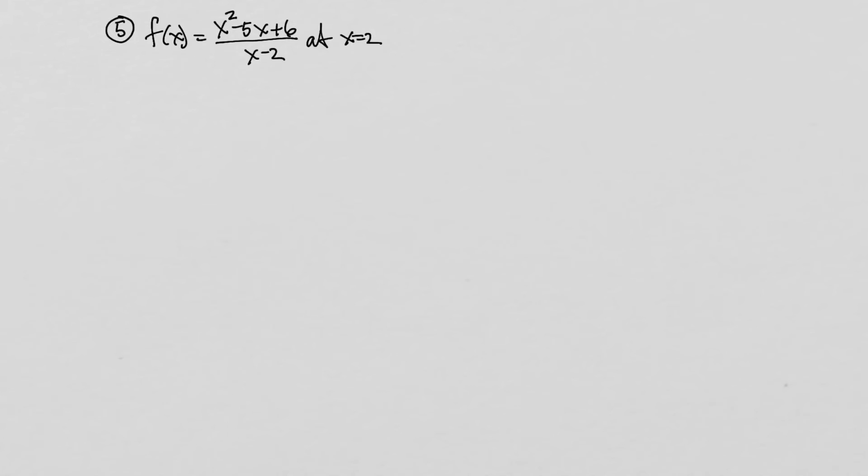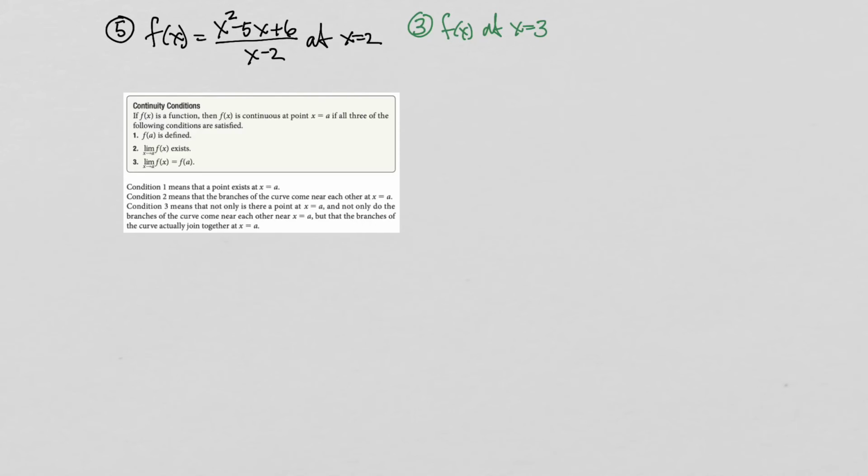Let's look at this number 5. Now number 5, if you look at this, looks very much like number 3. But number 3 was to try this. At number 3, we wanted our function at x equals 3. This one, we want to talk about the continuity at 2. So if we look at our continuity conditions, let's get those. And here they are. So the first condition is that f of a has to be defined. Now our a in this case is 2. And back in problem 3, it was at 3. But now we're at 2.